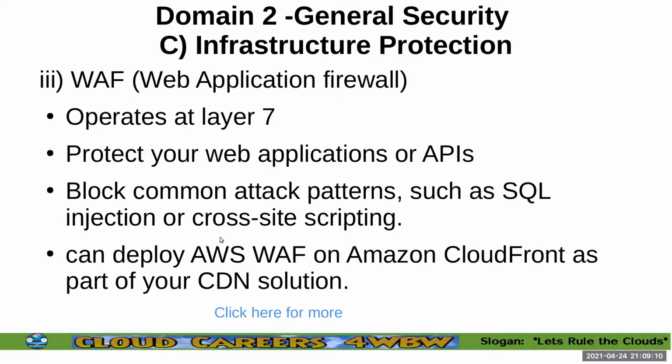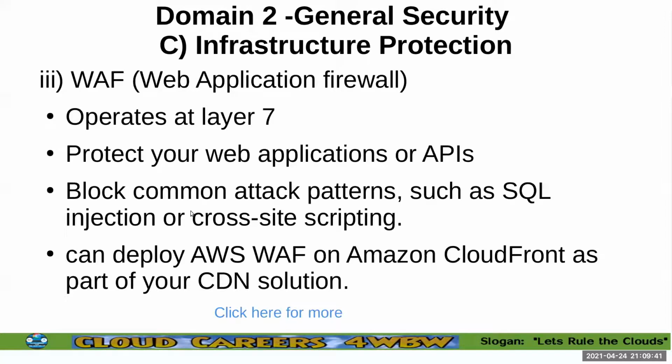Then you have WAF, and I really insist that you make sure you have a good understanding of this. WAF works at layer 7. It's a web application firewall, and it protects your web applications or APIs. We can always remember the applications, but if they talk about APIs, you may start wondering. So make sure you notice that it's not just protecting applications, it also protects your APIs.